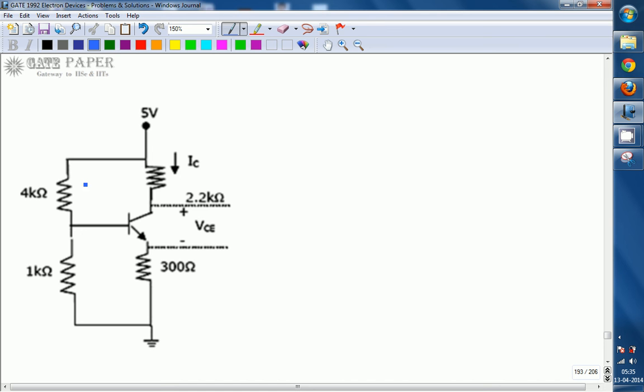Here, first of all, IB is equal to 0, and we can write a simplified diagram by applying Thevenin's theorem. By that time we can draw a circuit like this. So at the base we are applying Thevenin's theorem, so that it is plus 5 volts and RC. The current flowing through is IC, the same current flowing through this one, which is also IC, and it is 300 ohms. This value is RTH, Thevenin's resistance, which is nothing but 4 parallel 1, and Thevenin's voltage VTH.